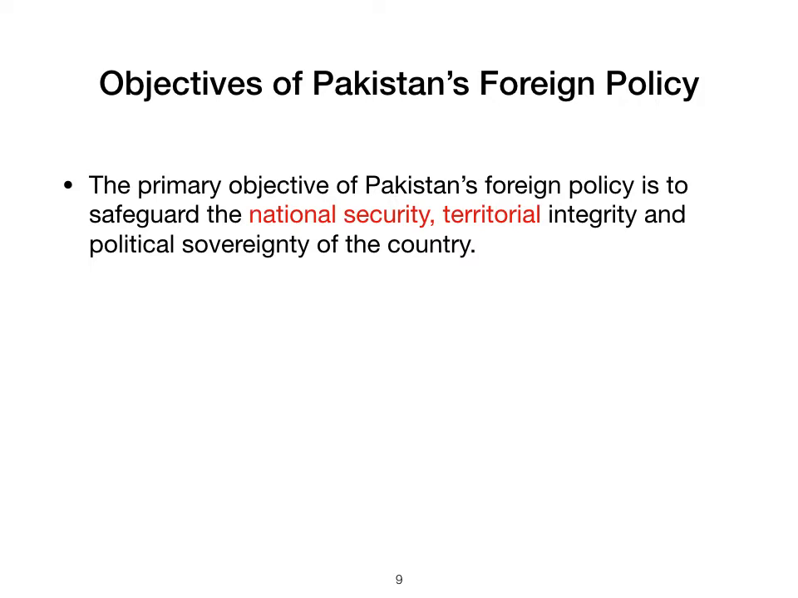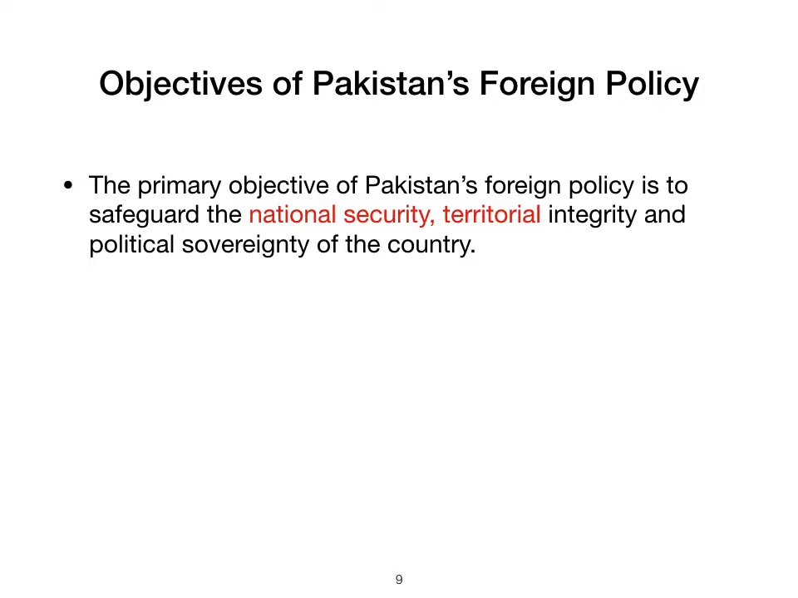Since Pakistan emerged in the post-colonial era, India was divided, and Pakistan came into existence after the British forces left and the colonials left this region. So, right from the beginning, the problem for the newly emerging state of Pakistan was its national security and territorial integrity.